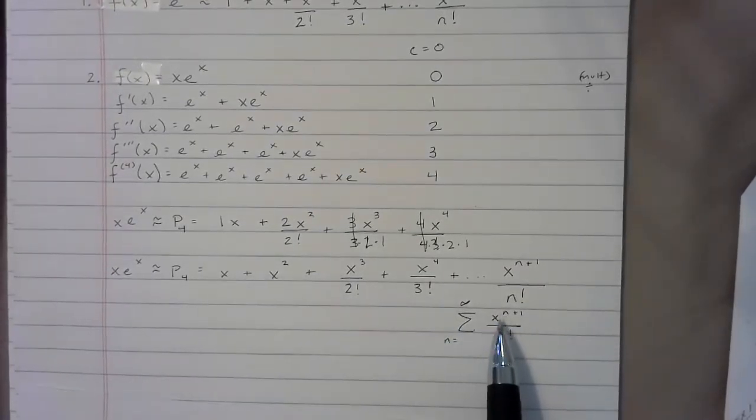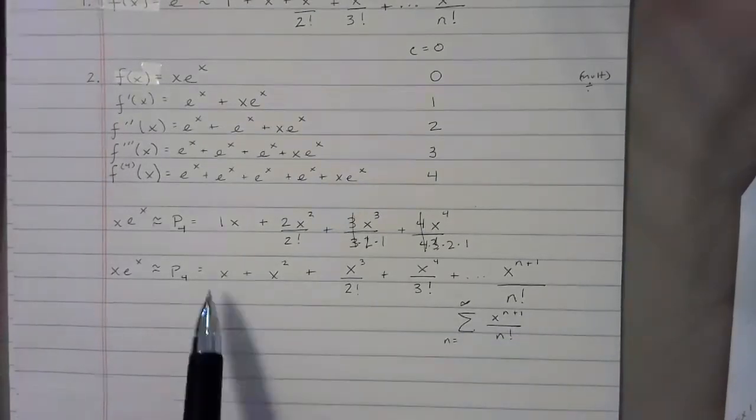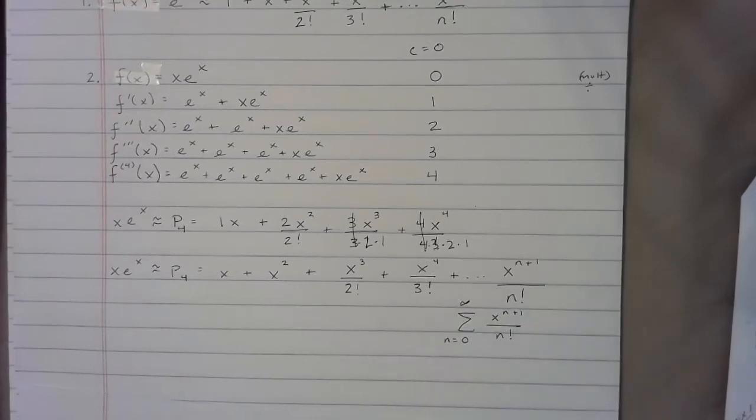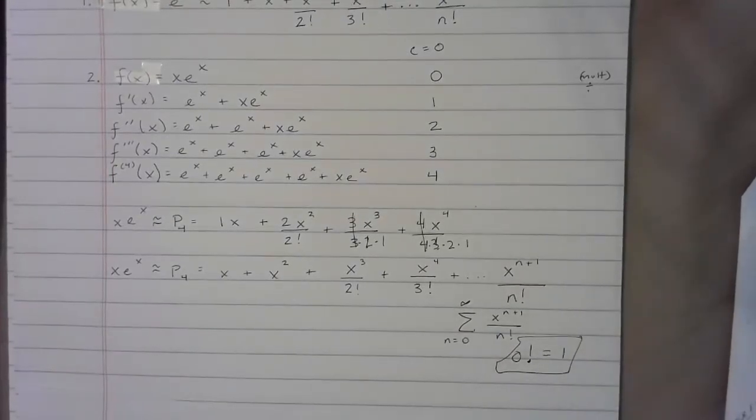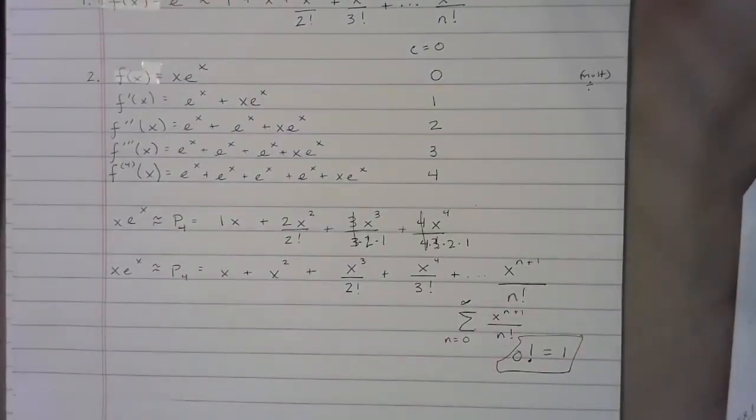So I think if I plug in a 0, I'll get x to the first, and 0 factorial is 1, so I get x to the first over 1. It looks like that's going to work. Remember, 0 factorial equals 1. It's the number of ways to arrange nothing, to visually differently arrange nothing.